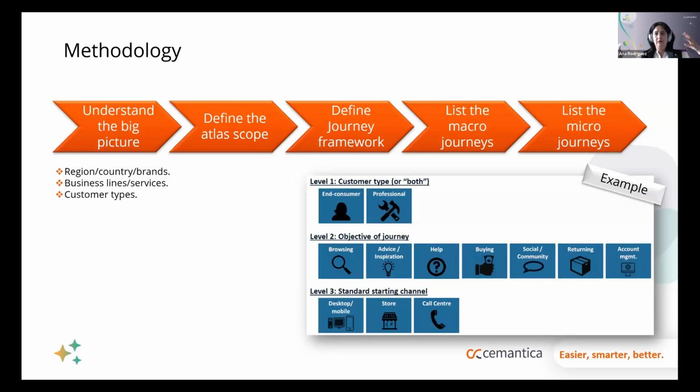Once you have this idea of how many journey portfolios, let's define the scope of the first journey portfolio, or atlas, that you want to start mapping. Okay, I'm going to focus on this specific business area of this specific brand for this specific customer. Once you have this scope, I'm going to map one journey portfolio. For that journey portfolio, I'm going to start defining the journey framework. What is the customer life cycle? Okay, in this journey portfolio, what are the different steps?